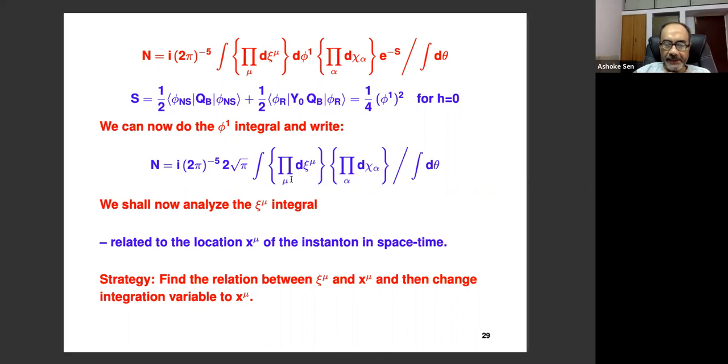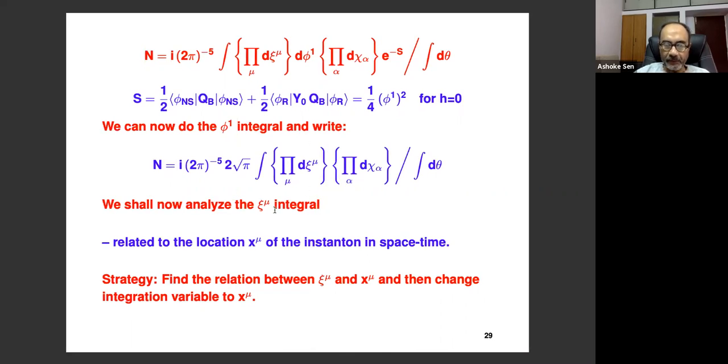But first, let's try to analyze the xi mu integral. What to do with the xi mu integrals? I've already said that these are related to the location of the instanton in space time. So xi mu should be proportional to x mu with some appropriate proportionality constant. So now the task is to first find that proportionality constant, because we don't want to lose any constant, right? Because that's what we are after. We want a constant.